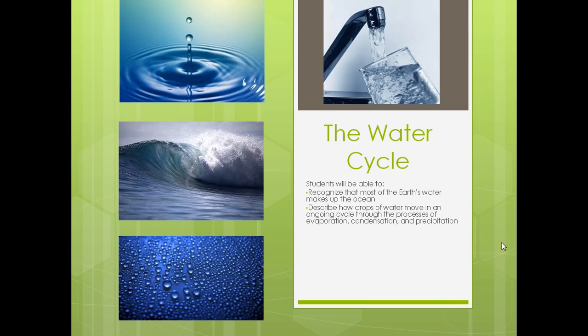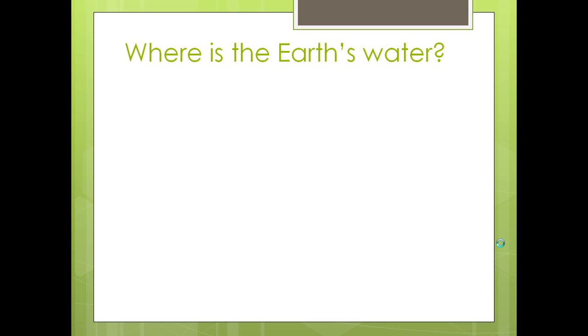Describe how drops of water move in an ongoing cycle through the processes of evaporation, condensation, and precipitation. Identify ways in which humans benefit from the water cycle. Explain why humans have tended to settle near sources of water, and summarize the importance of preserving the ocean and its water. So let's start by looking at where the Earth's water is.